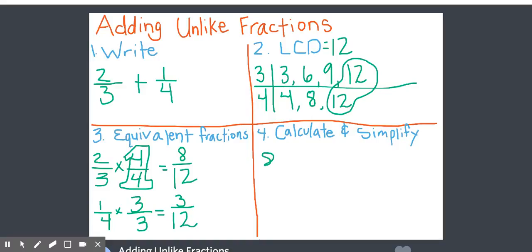So I take my 8/12 and I add it to my 3/12. And I know 8 plus 3 is 11. And I know that when I add, I always keep my denominators. And I check to see if I can simplify. I cannot simplify 11/12. So I know that 2/3 plus 1/4 equals 11/12.